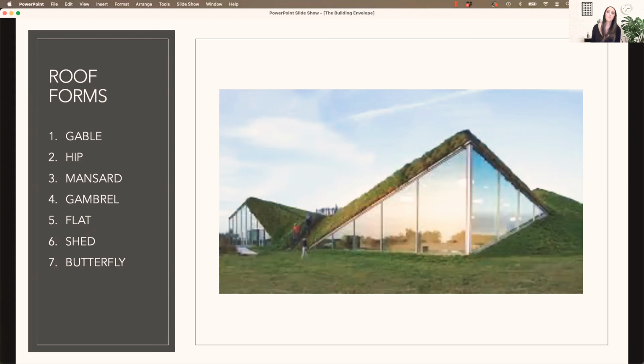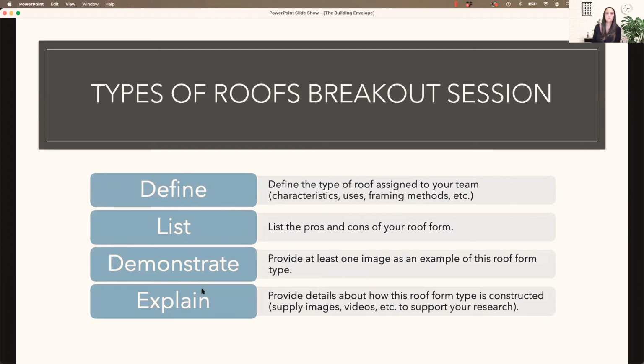So room 1 takes gable, room 2 takes hip, room 3 takes mansard, room 4 takes gambrel, 5 flat, 6 shed, and 7 butterfly. And I don't know if you guys want to take maybe a screenshot of this. I'm not sure that you'll be able to see the screen once you go into your groups. But just spend about 15 minutes and do some research with your group about the characteristics of your roof type, and then we'll regroup and kind of review them all together in the last 15 minutes of class. Sound good? Okay, here we go.